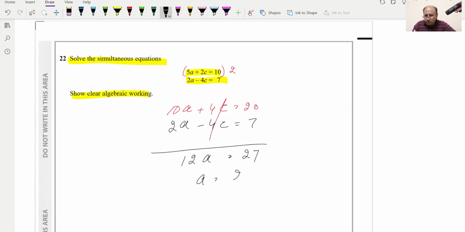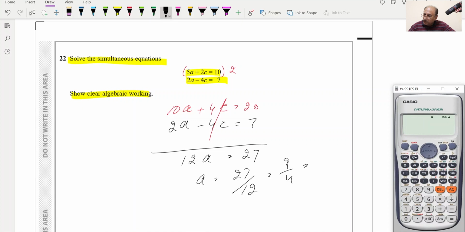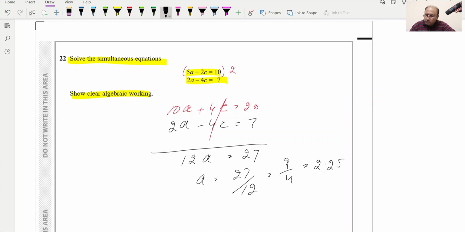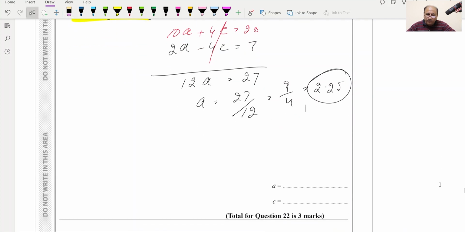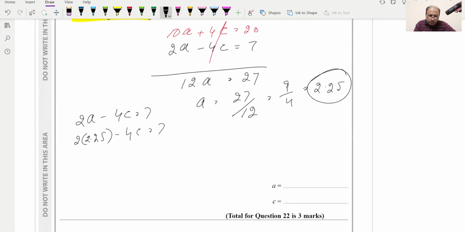So a will be equal to 27 over 12, which is equal to 9 by 4, or we can write this as 9 divided by 4 is equal to 2.25. So this will be our a value. Now we can find the c value by substituting in any of the equations. I'm substituting in the second equation: 2a minus 4c is equal to 7. So 2 into 2.25 minus 4c is equal to 7. So we can write 4c is equal to 2 into 2.25 minus 7.